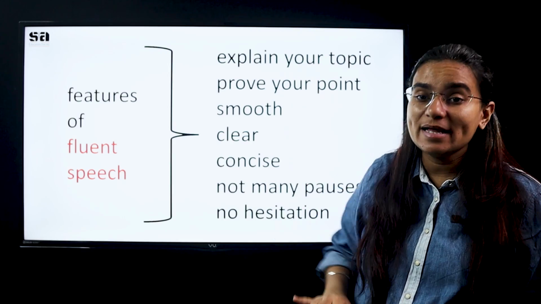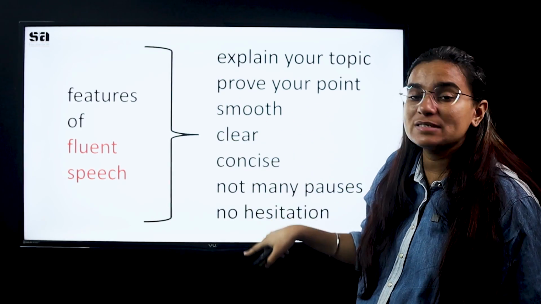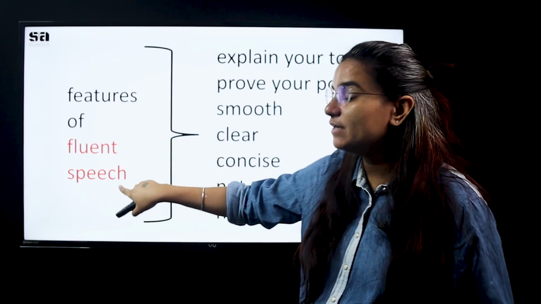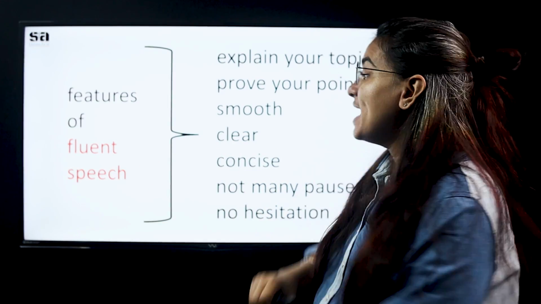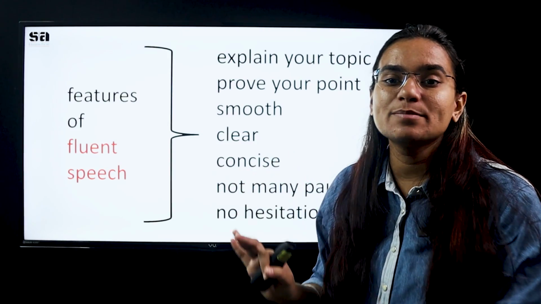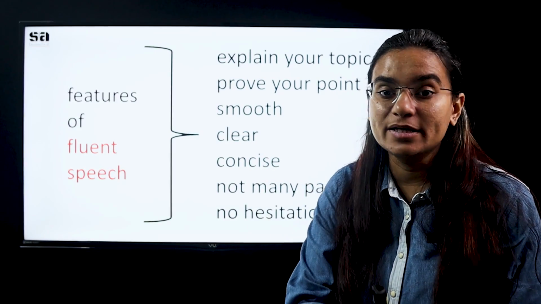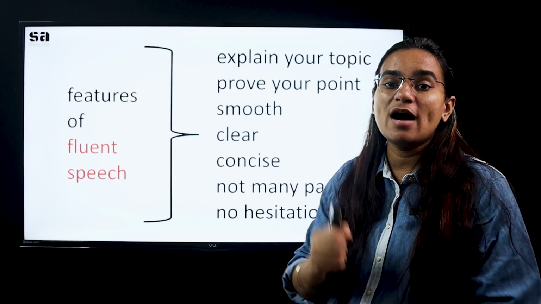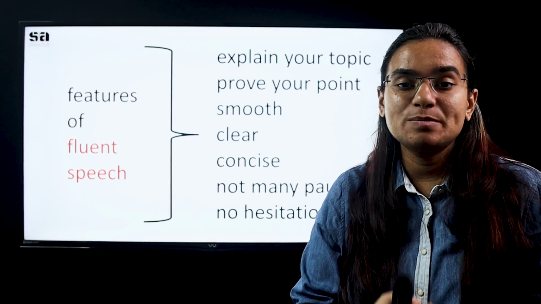All of this together, if I have put a tick mark on each and every point of this slide, I have achieved a fluent speech. I can call myself a fluent speaker. Nowhere have I mentioned that you can't make mistakes. Nowhere have I mentioned that you can't use simple vocabulary. Nowhere have I mentioned that you have to be fast and you have to be on the point. That's not what fluent speech means.